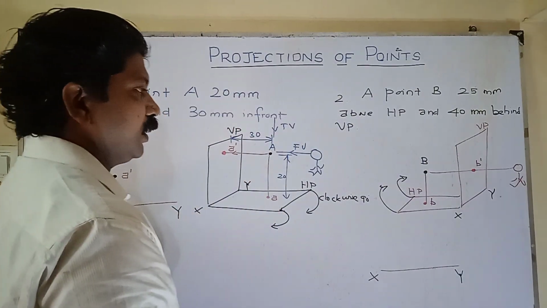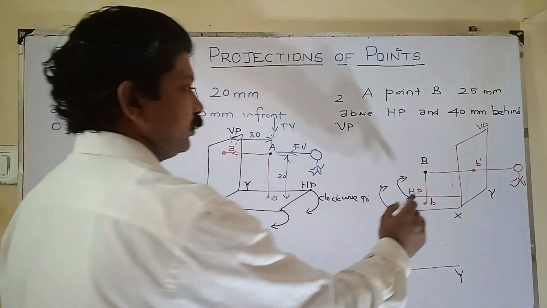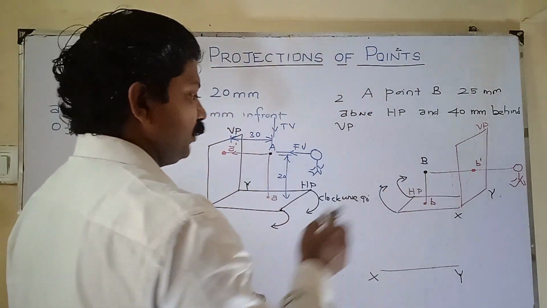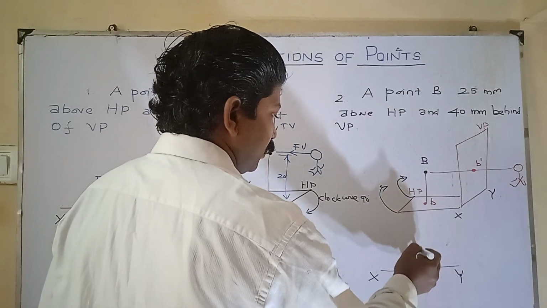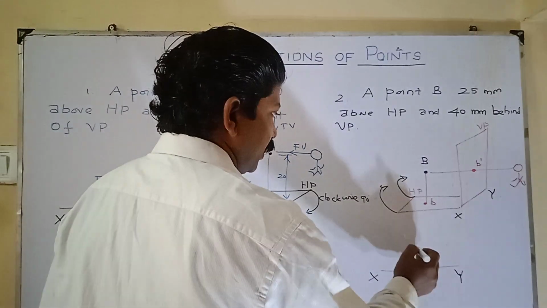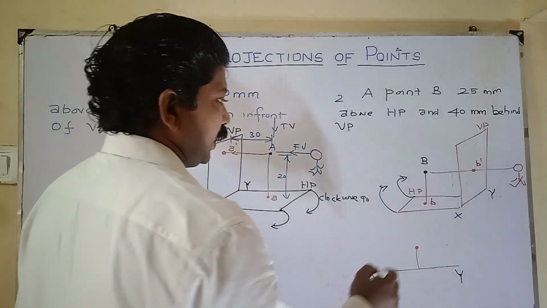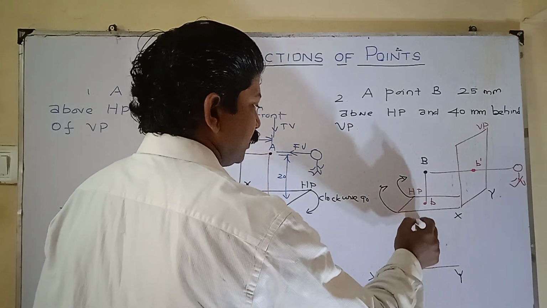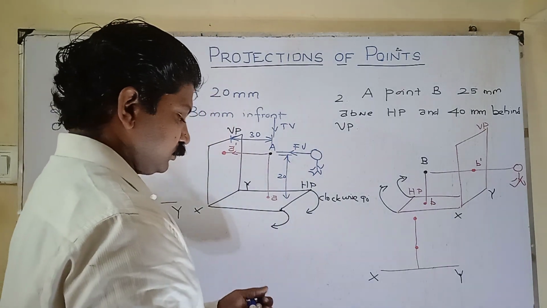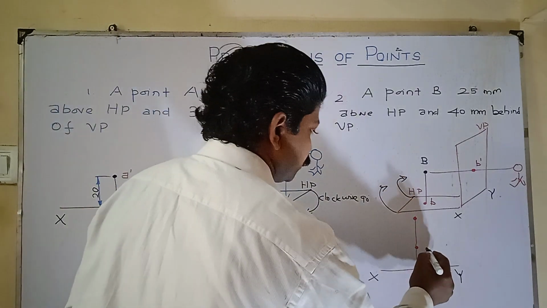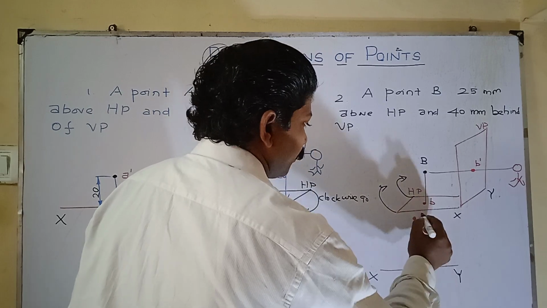And then our object is 25 above and 40 behind. So by using a scale, measure the distance 25 above, mark the front view, and 40 behind, draw the top view. So front view b dash, top view b.